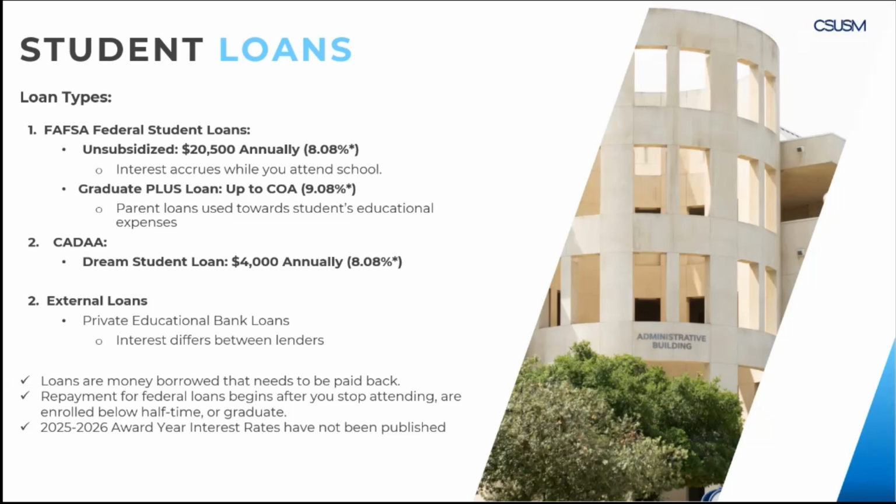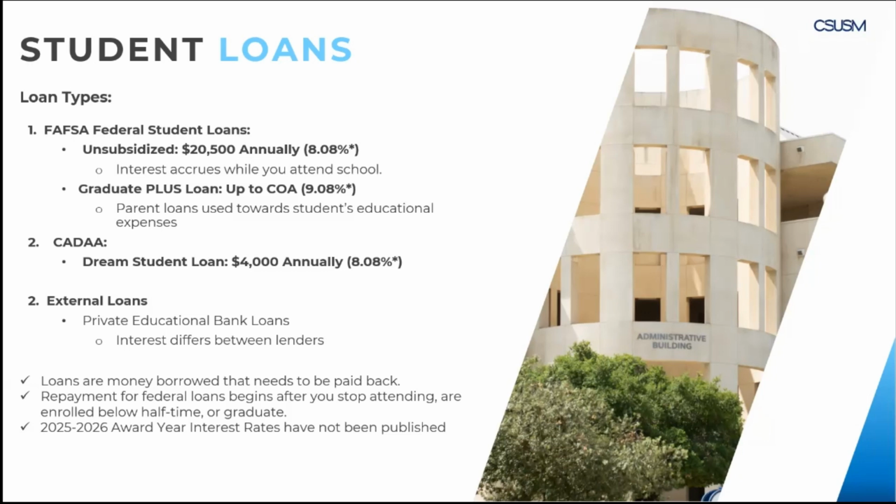External loans, or as we refer to them, private alternative student loans, would be through your private lender, so your bank or other specific private alternative student loans. You would apply directly with them, meeting their eligibility criteria. They would send us the certification information. We would certify that you're a student with us, and we would process that for you.